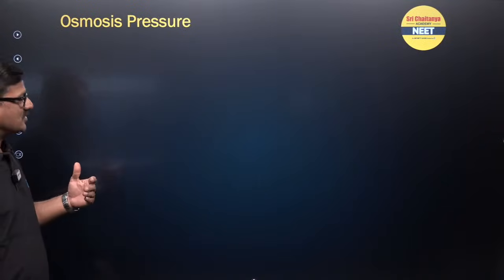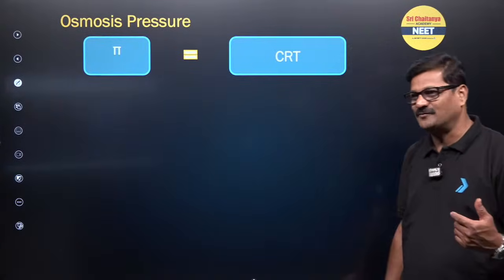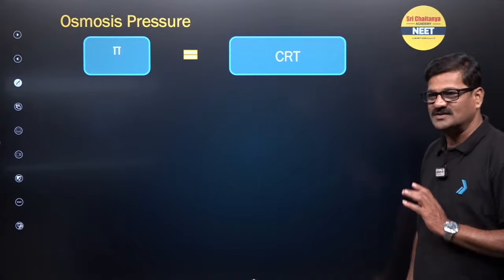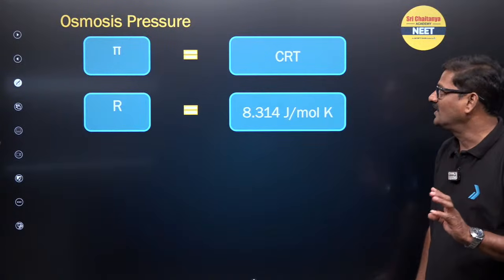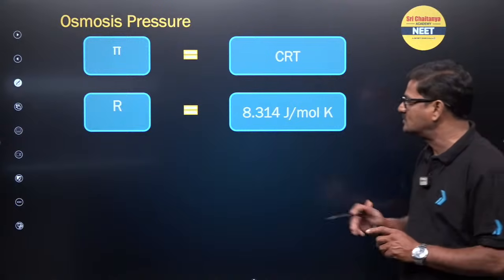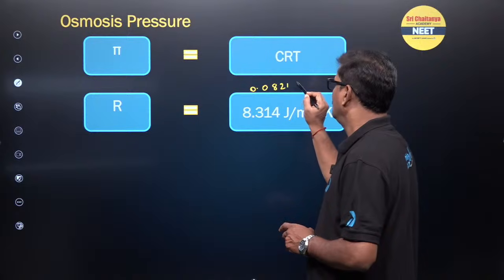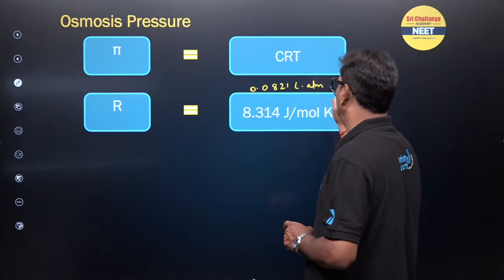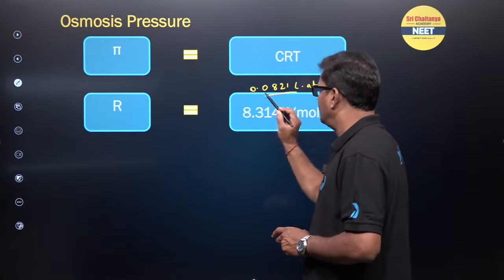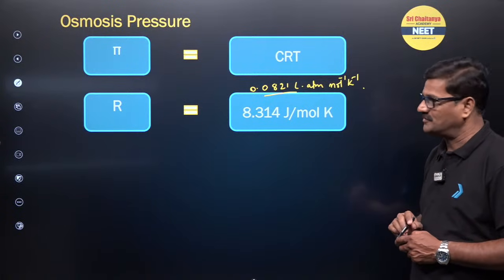And how to calculate osmotic pressure? Pi is equal to CRT. You are with me? Those who are online, please like the session and encourage me. So pi is equal to CRT. C is the concentration and R is the gas constant, and generally you use 0.0821 liter atmosphere mole inverse Kelvin inverse. So this is the way you have to use it, because T is the absolute temperature.